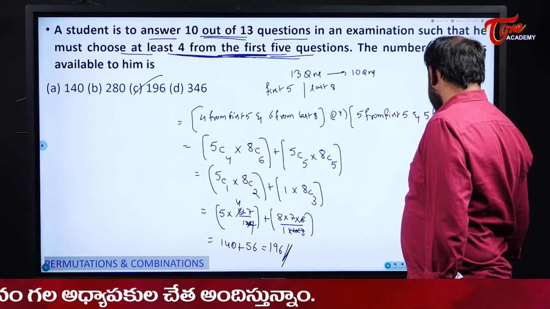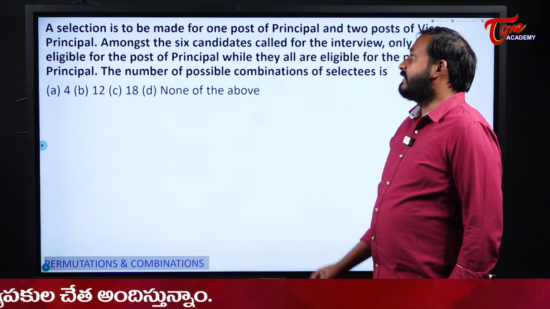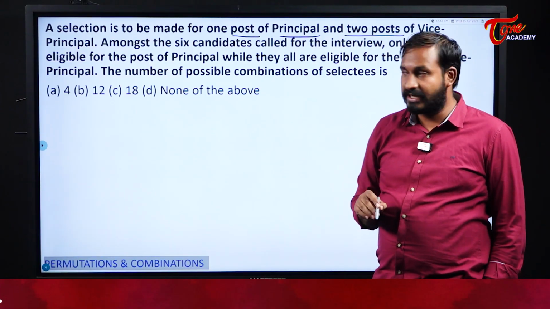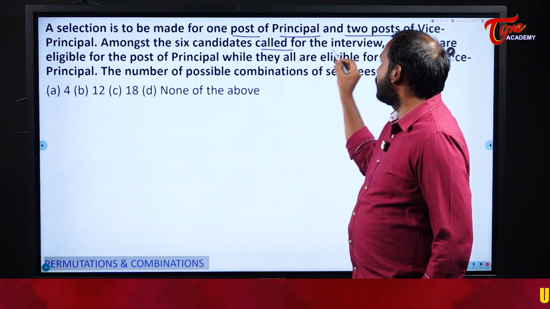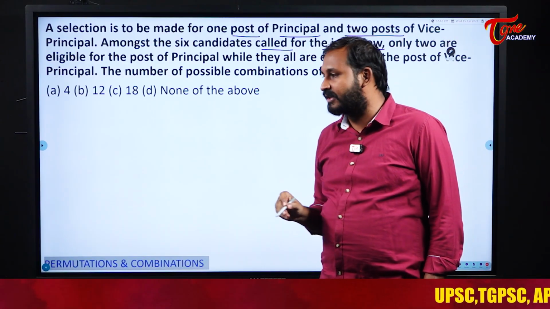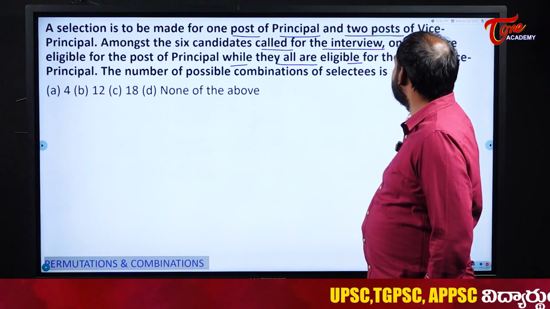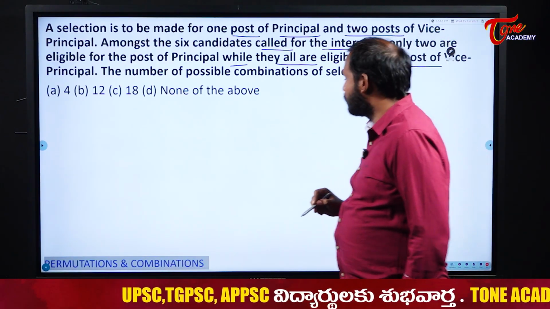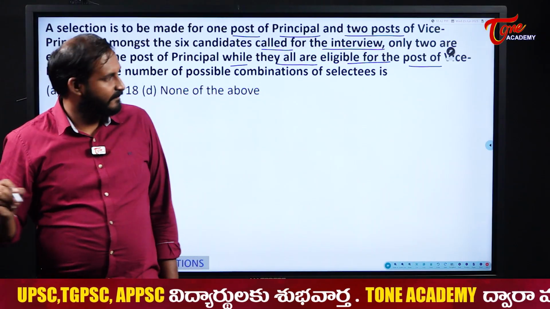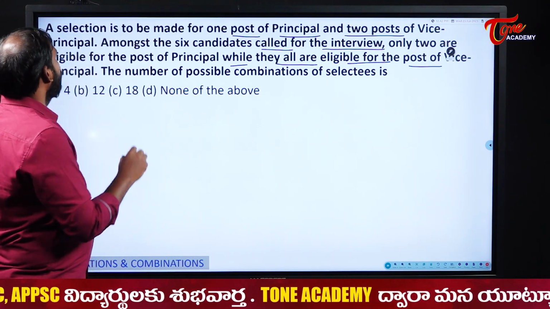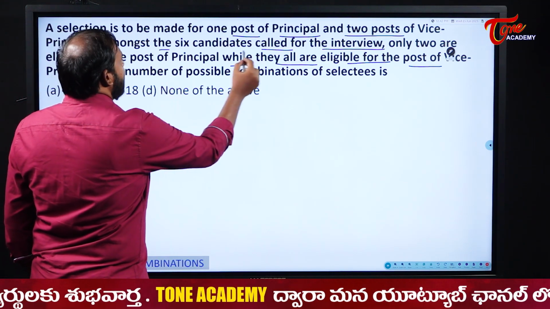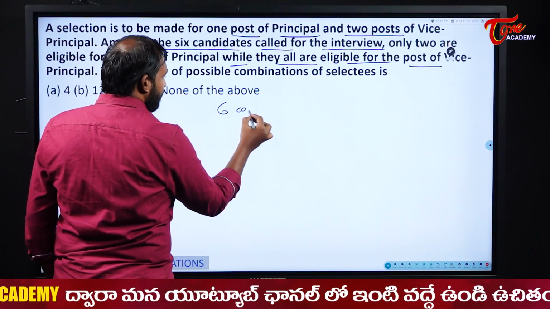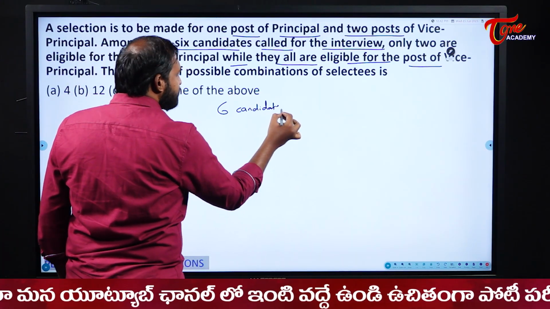Next one. A selection is to be made for one post of principal and 2 posts of vice principal among the 6 candidates called for the interview. Only 2 are eligible for the post of principal, while all are eligible for vice principal. The number of possible combinations of selection is? Now see here, total how many are there for us? 6 candidates are called for the interview.